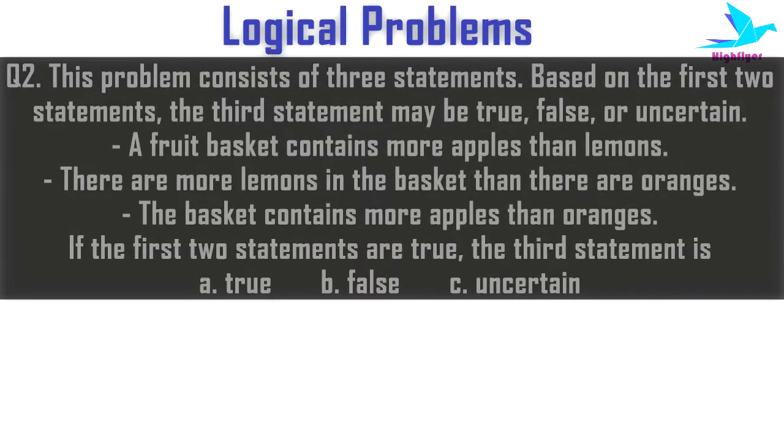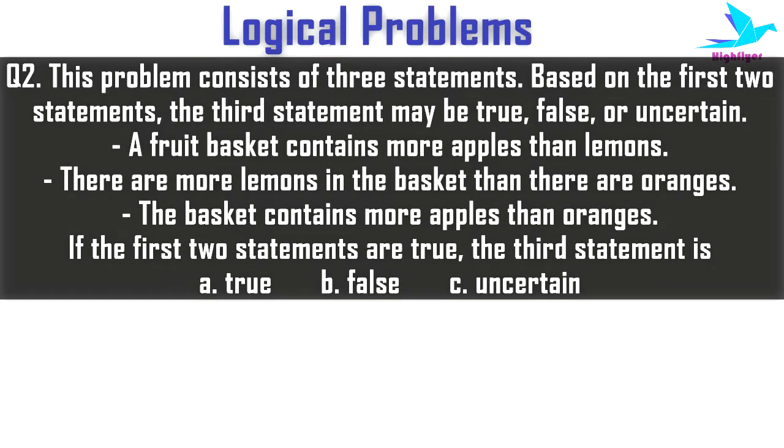Next example. The first statement is: a fruit basket contains more apples than lemons. The second statement is: there are more lemons in the basket than there are oranges. And the third statement says the basket contains more apples than oranges. If the 2 statements are true, the third statement is true, false or uncertain. The right option is option A, true.